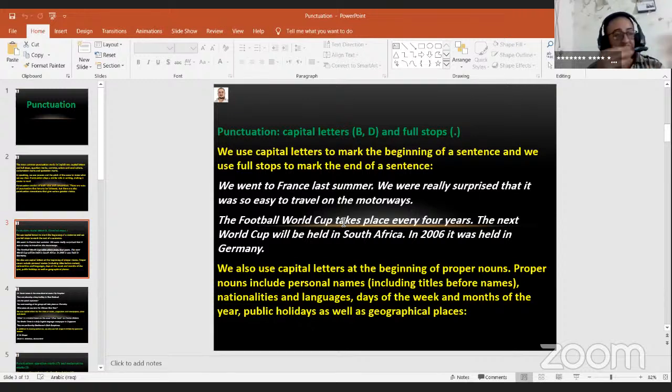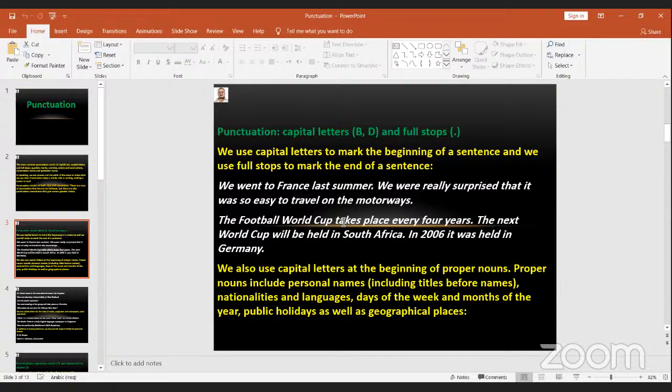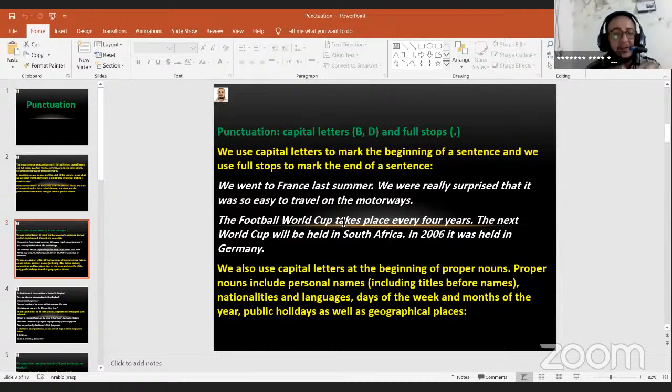Nationalities, for example, he's Iraqi. I'm Iraqi. The I of Iraqi should be capitalized. We also have languages. I can speak Arabic. The A of Arabic should be capitalized since it's a language. Days of the week. Today is Friday. Tomorrow is Saturday. The F and the S should be capitalized. And months: January, February, all the months, the first letter of each month should be capitalized. Months of the year. Public holidays as well as geographical places. I'll explain these in the next slide.